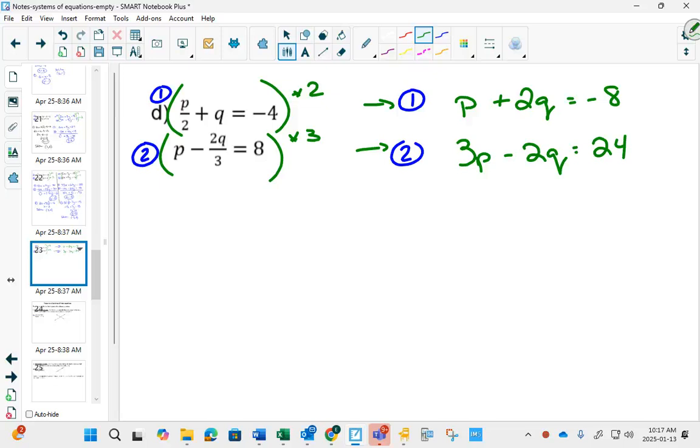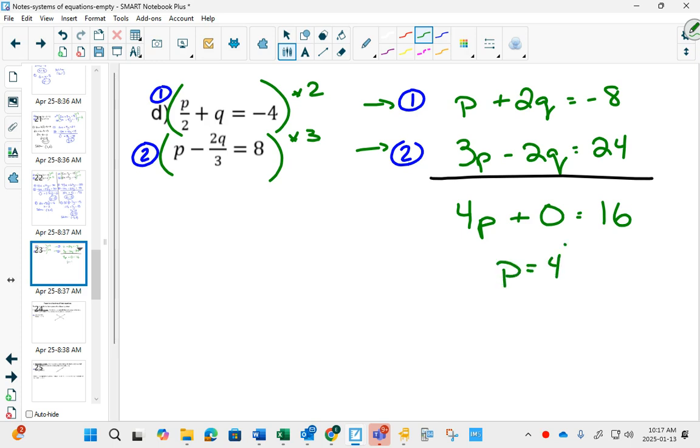My first plan was just get rid of my fractions and then see if I would have to multiply again to set up my elimination. But things worked out really nicely because now I can add P plus 3P. That'll give me 4P. And 2Q minus 2Q will be 0. And 24 and -8 together will give me +16. Divide both sides by 4, and I get P is equal to 4.